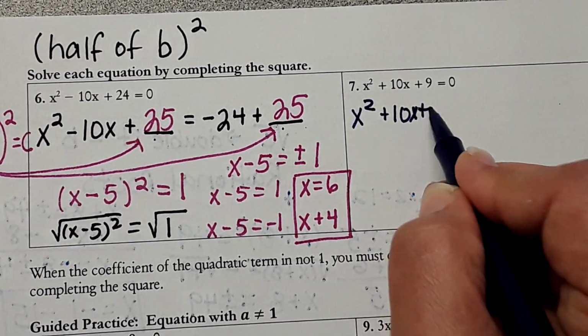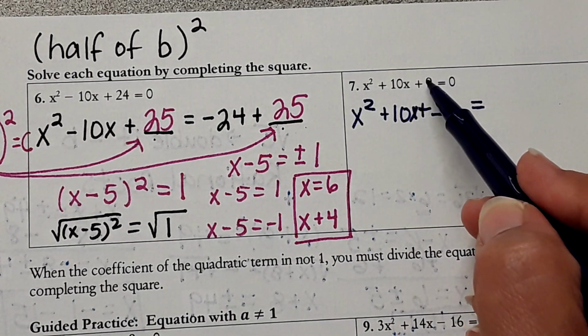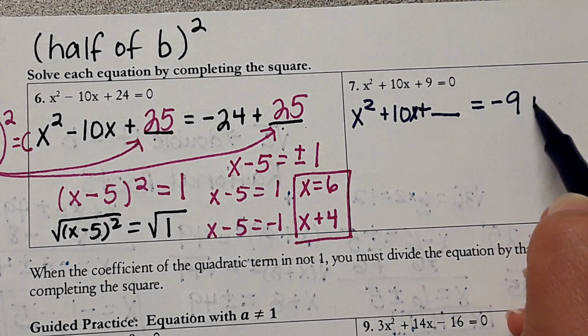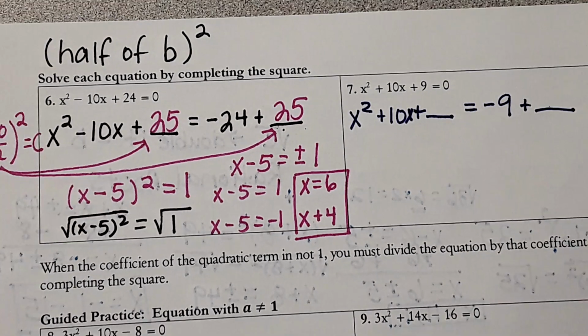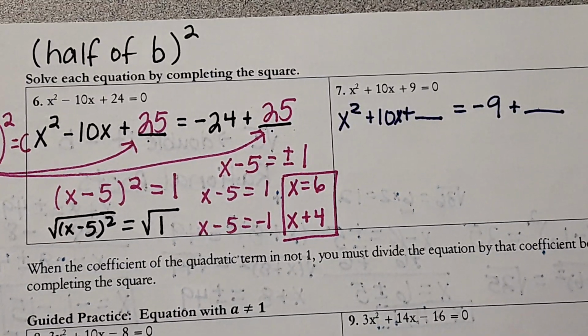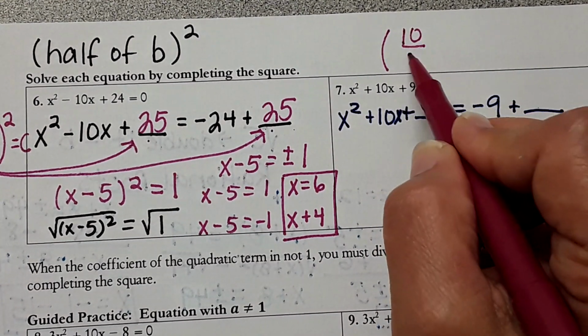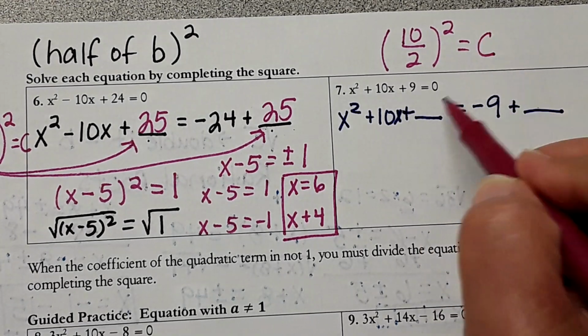Whoops, there's an x here. Plus blank equals that positive 9, that 9 was positive, so when I move it to the other side, it would be negative 9 plus the blank. Again, I'm trying to figure out what that blank will be. And in order to figure out what that blank will be, I'm going to take half of b, and I'm going to square it, and that's going to equal the c, which is the blank.